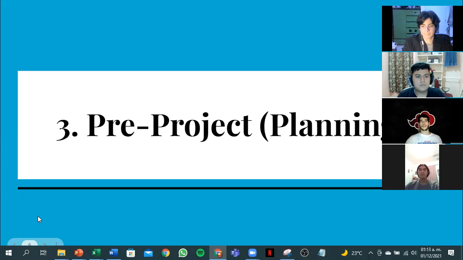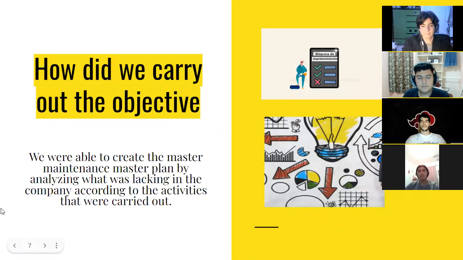Pre-project or planning. How did we carry out the objective? We were able to create a master maintenance plan by analyzing what was lacking in the company according to the activities that were carried out. So, what was missing? This company had a lack of organization.